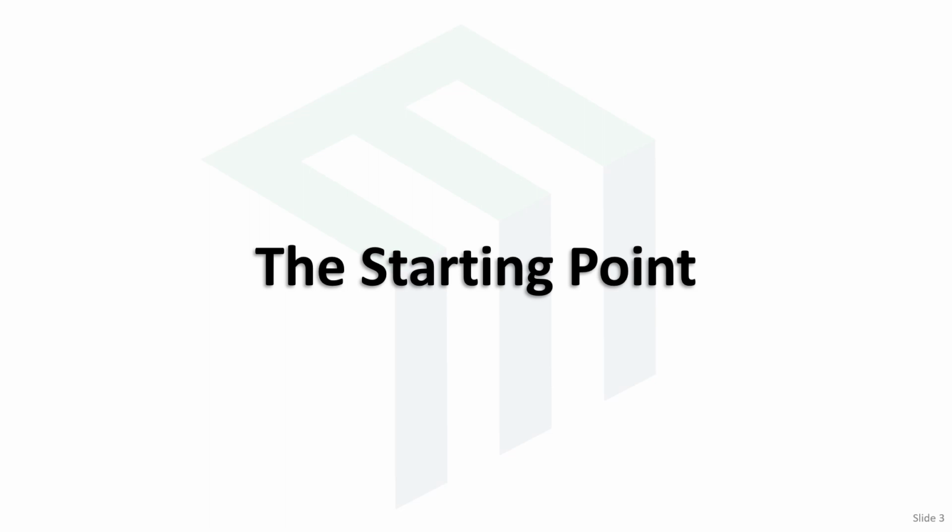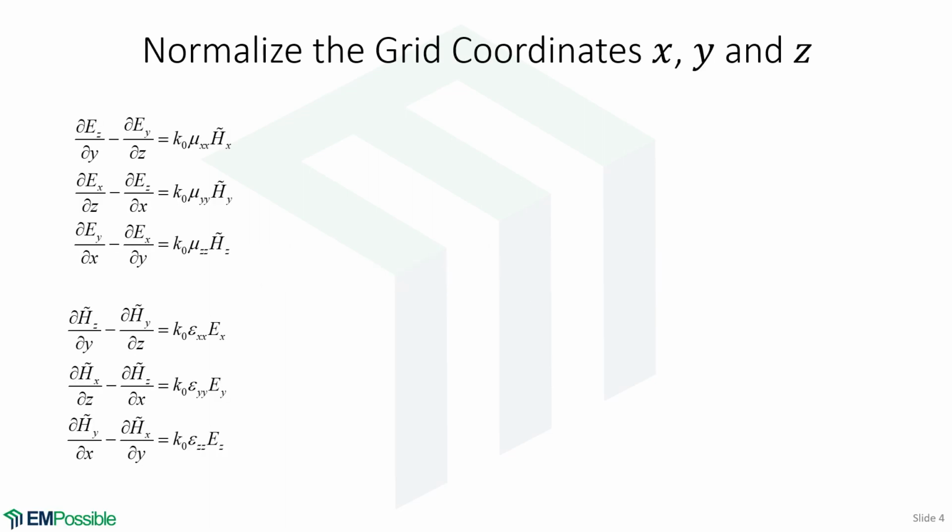The starting point. Up to now, we have a set of 6 equations. These top 3 came from one curl equation and the bottom 3 came from another. We have normalized our magnetic field, which then gave us a k naught over here, and these mu and epsilon are the relative permeability and relative permittivity. And that's where we are now.